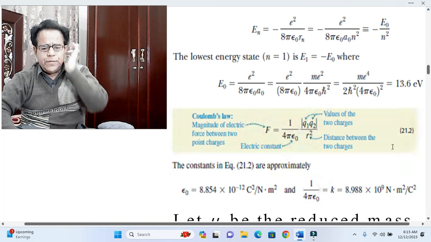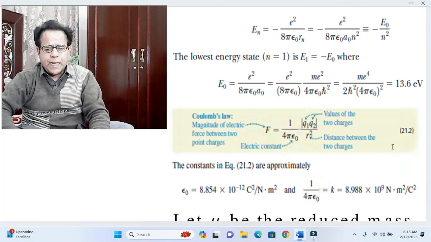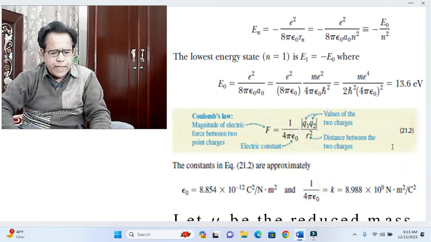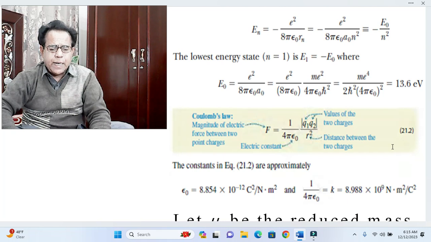Dear students, when we put n equal to 1, then minus E naught over 1 squared will be 1, and 1 is divisible by every number whether it is written or not. Where E naught is equal to e squared over 8 pi epsilon naught a naught. This is equal to e squared over 8 pi epsilon naught into m e squared over 4 pi epsilon naught h cut or h bar or h reduced squared. This is equivalently equal to m e to the power 4 divided by 2 h cut squared into (4 pi epsilon naught) whole squared, and this is equivalently equal to 13.6 electron volt.